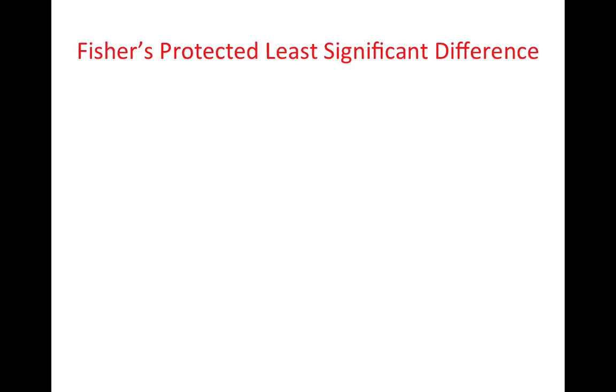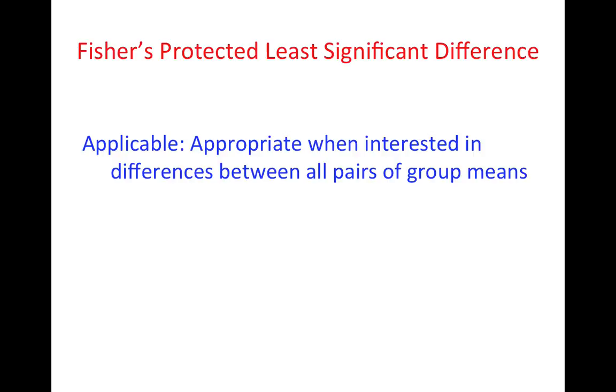Here's another method. Now, Fisher's protected least significant difference sounds like a very fancy name, but it turns out to mean do nothing. This is applicable when you're interested in differences between all pairs of group means. So you have a bunch of groups, as we have here, maybe 4 different occupation groups, and you're interested in looking at all the different pairs of them. Turns out that's exactly what we're doing with the CFMT data right now.